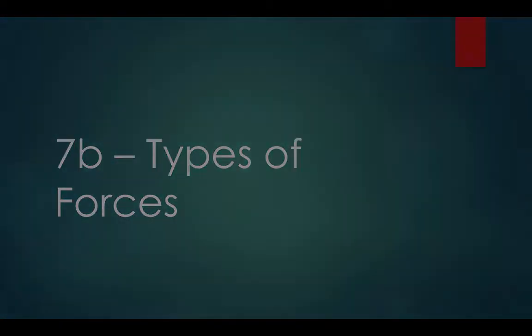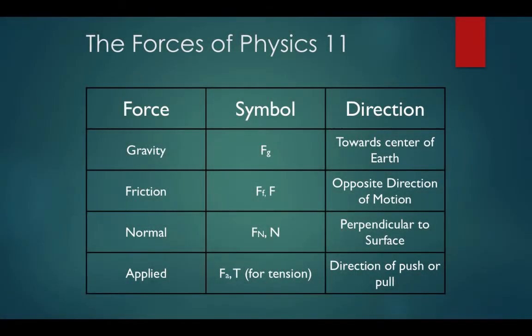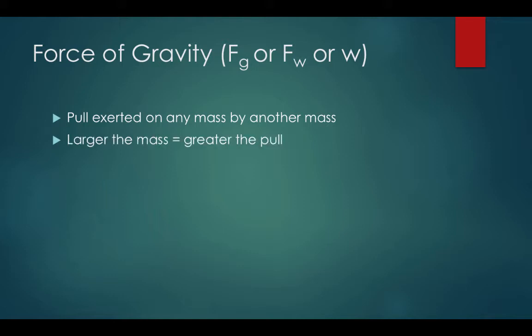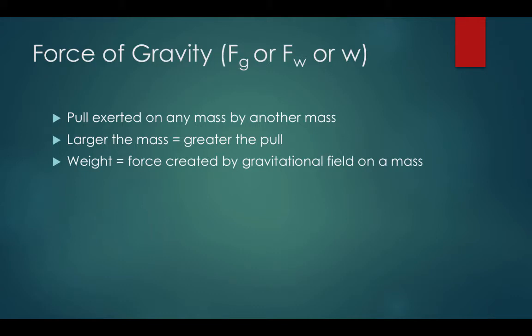7b. Types of forces. Recall the 4 types of forces that we in Physics 11 will focus on. They are gravity, friction, normal, and applied. The force of gravity, Fg, Fw, or lowercase w, is a pull exerted on a mass by another mass. The larger the mass or masses, the greater the pull. Weight is the resultant force created when a gravitational field pulls on a mass.